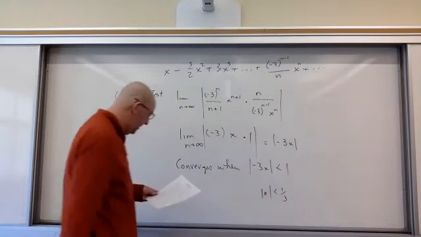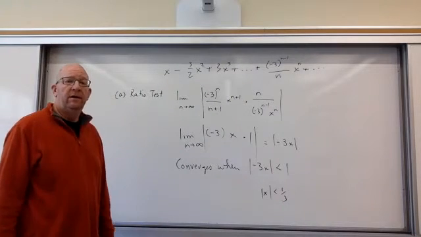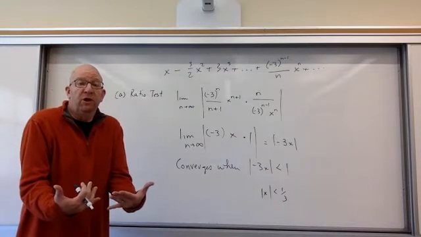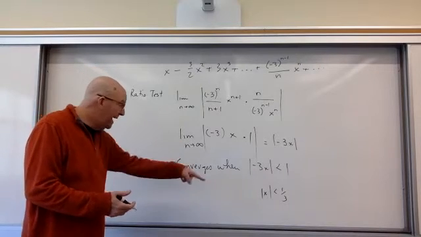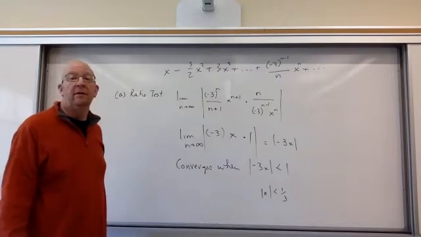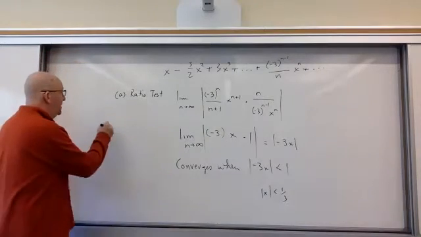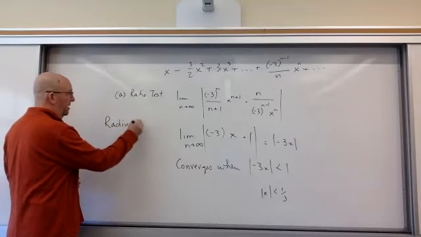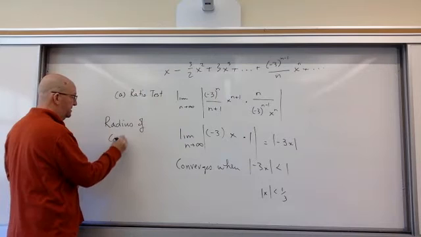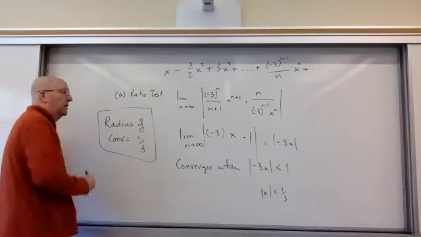And what does that tell you? That's your radius of convergence. What would we do if this were an interval of convergence problem? We would have to test the two endpoints, negative 1/3 and 1/3. But we don't have to do that here. So we say the radius of convergence equals 1/3. Done with part A.